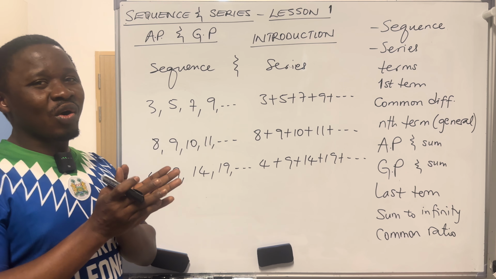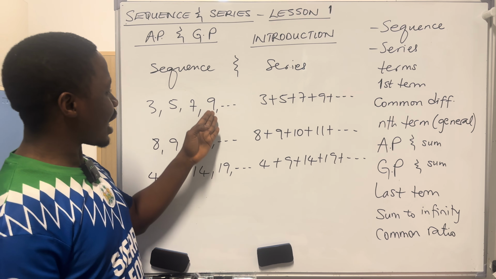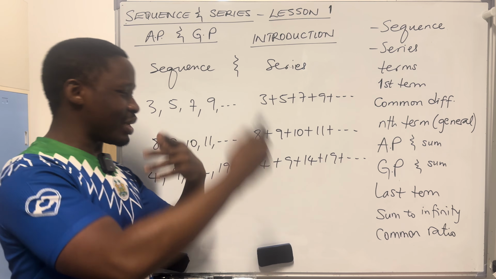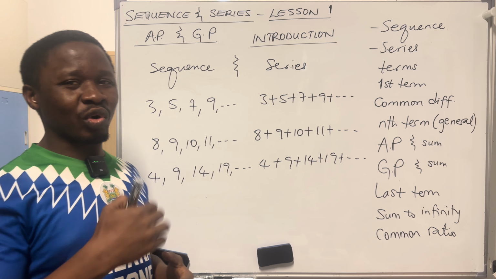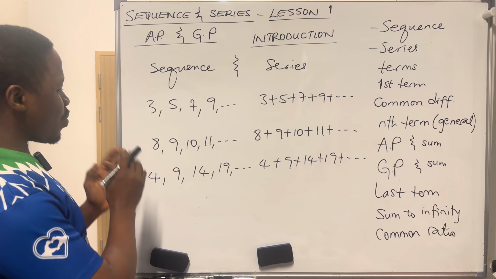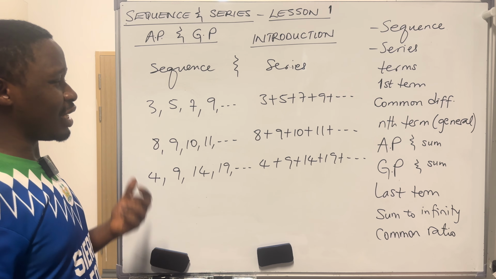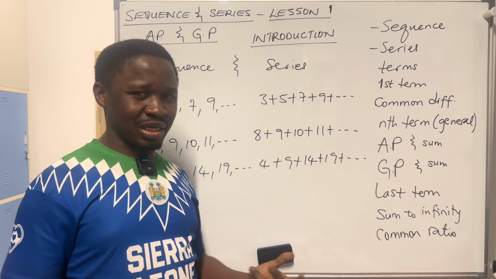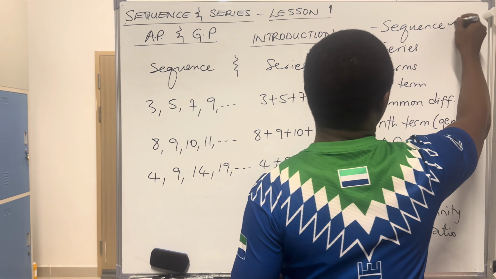Now, what is the focus of the sequence? Sequence focuses only on what is coming next. For example, 3, 5, 7, 9. What is next? 8, 9, 10, 11. What is coming next? So that is the focus of sequence. And series, the focus is not what is next, but the focus is the total. So basically, when values are listed in a particular order, we say a sequence. And once those values are added, we now have what we call series. So that is sequence and series.